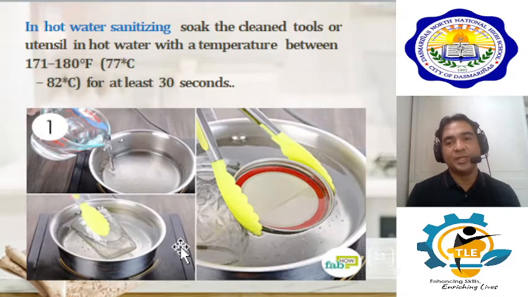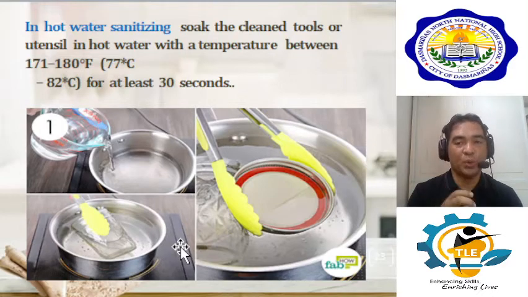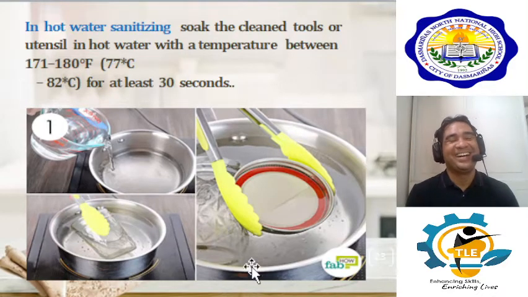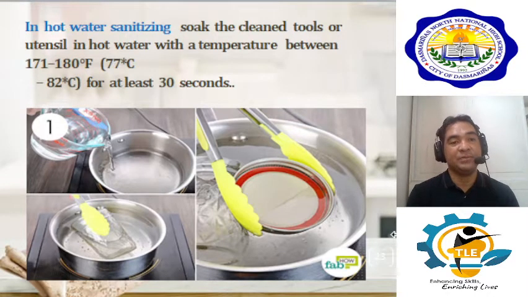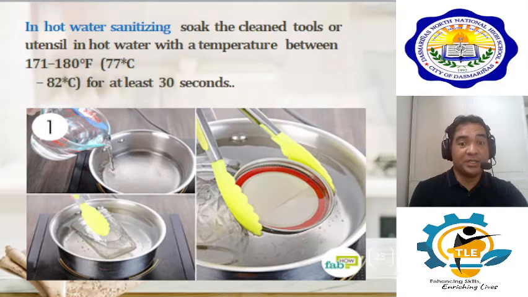And next is hot water sanitizing. What you need to do here is soak the utensils in hot water. The temperature must be between 171 degrees and 180 degrees Fahrenheit. Soak the utensils for about 30 seconds, and voila, the microorganisms or bacteria will die.